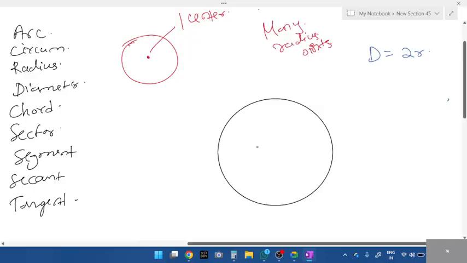And even a diameter is a chord, students. Even this is a chord. Isn't it inside the circle? Its starting point and ending point will be inside. Diameter is the largest chord. See, this is the smallest chord, EF.